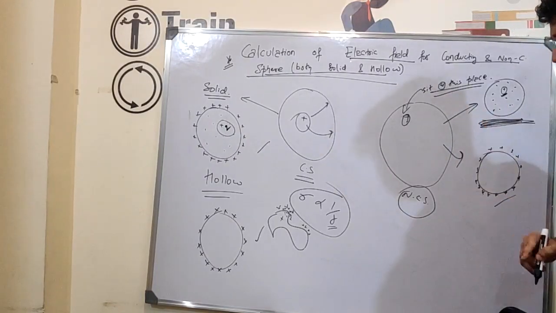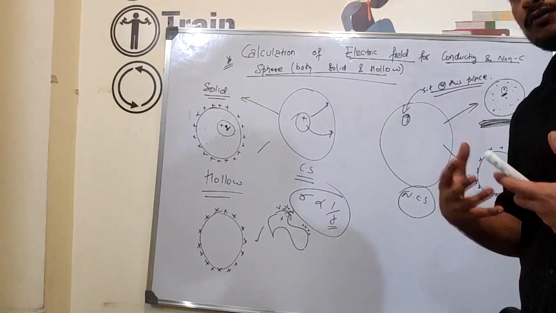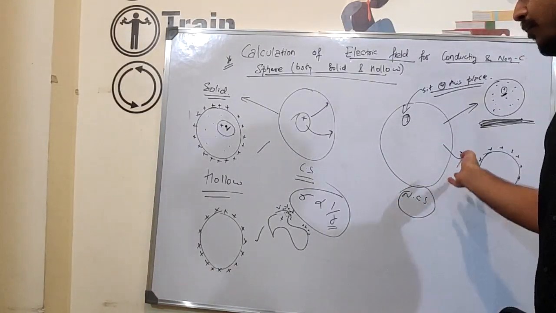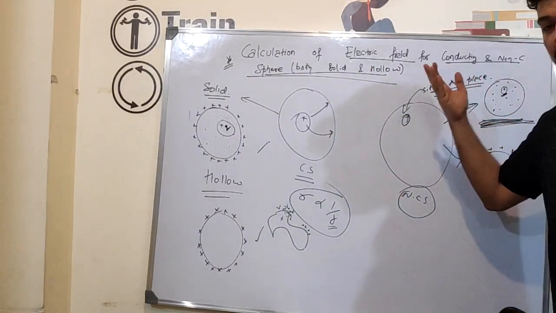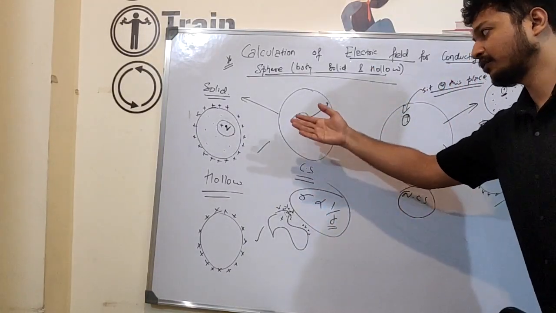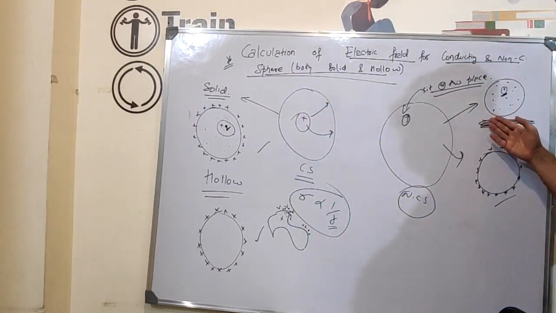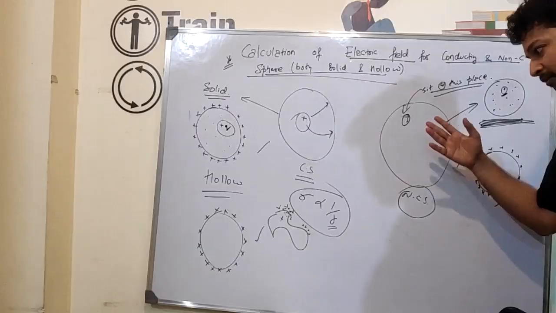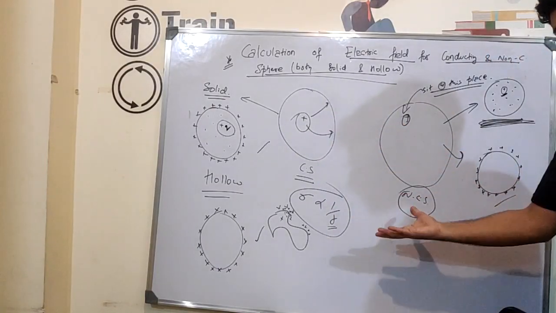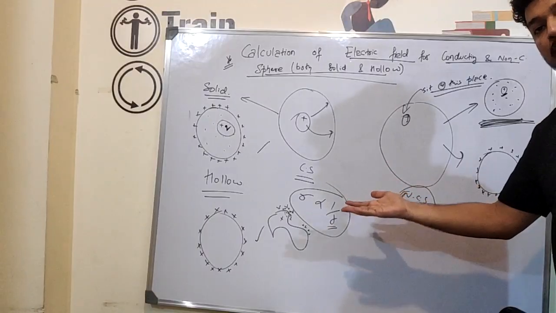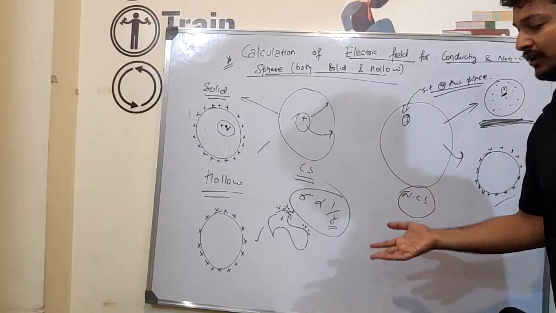So let's deconstruct how we are going to calculate the electric field and everything for all of these. You can see there are four cases. If you count, there is the solid and hollow conducting sphere, and the solid and hollow non-conducting sphere. But as I have told you, since in all these cases the charge distribution is the same, the value of the electric field, even if you derive it with any method, is going to be the same.